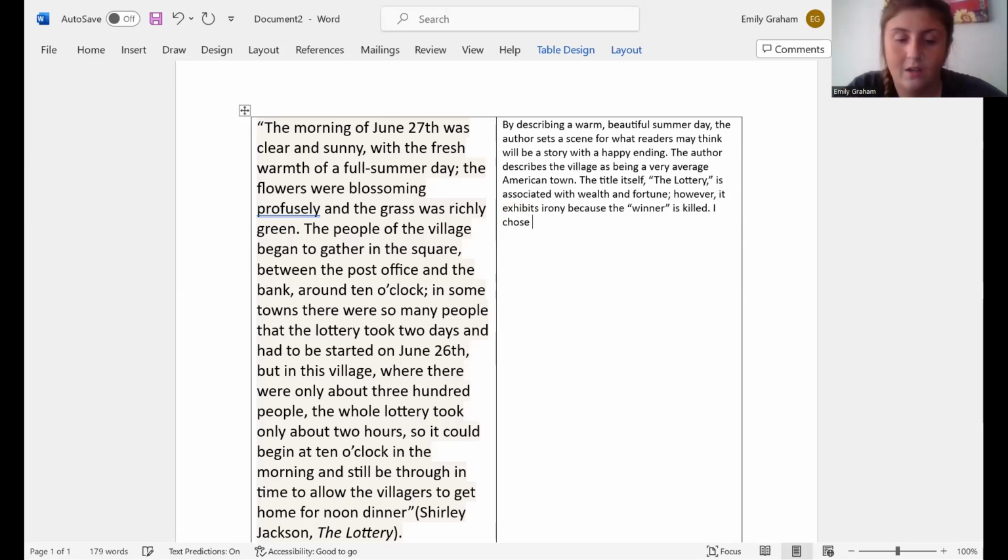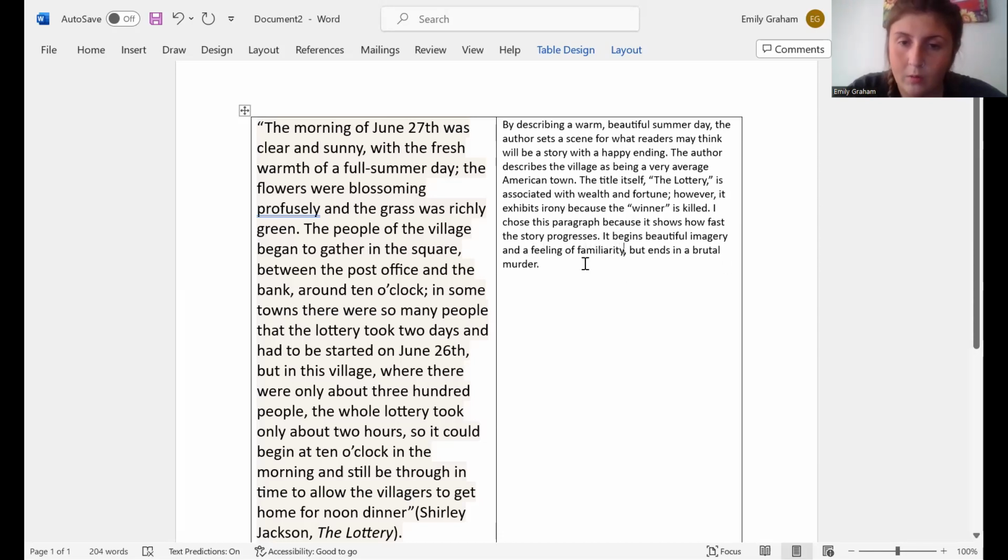So you need to explain. I chose this selection, this paragraph, because it shows how fast the story changes. It begins with beautiful imagery and a feeling of familiarity, but it ends in a brutal murder.